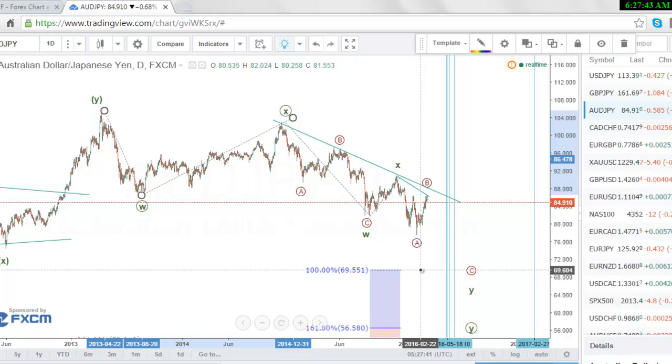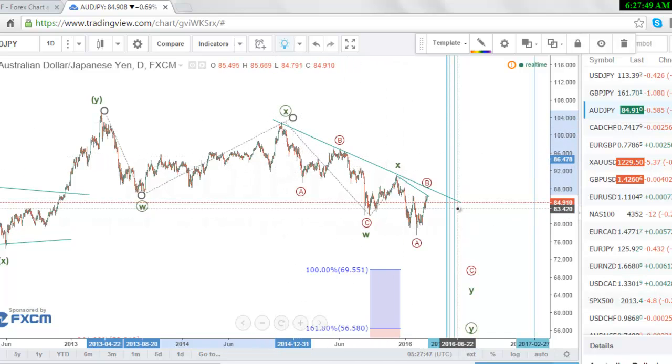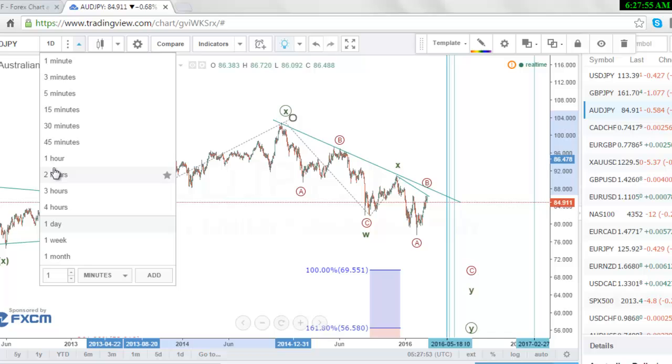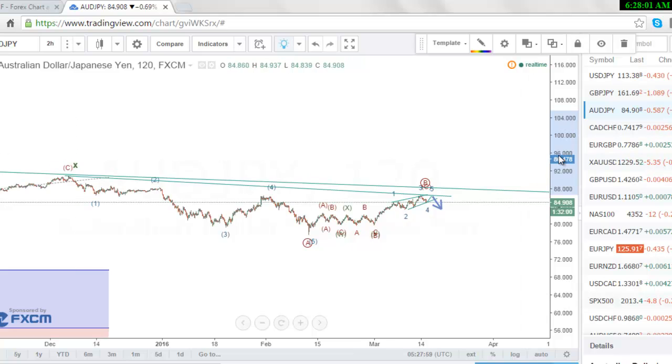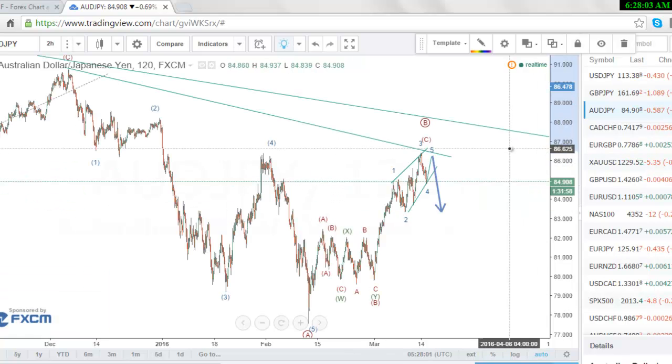69.55. Let's see the subwaves of all this move, and let's see if we can put together some sense of market geometry and see how we can view the market much more closely.